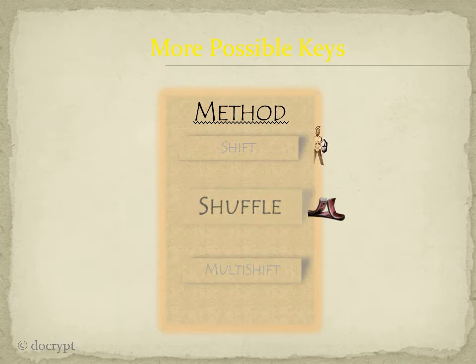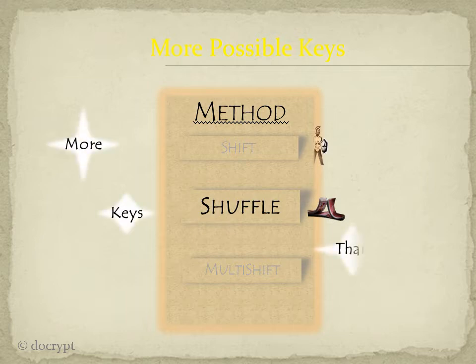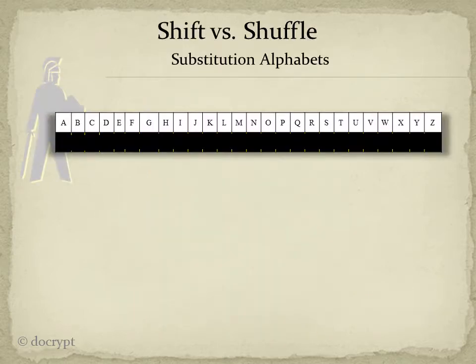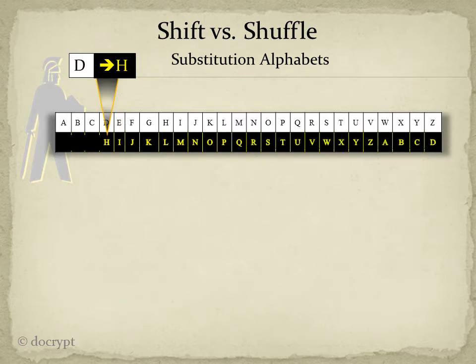Shuffle has enough keys that even if your cryptanalyst can try 1 billion keys per second, an asteroid will likely hit the Earth before he finds your key. All of Shift's substitution alphabets are so well ordered that once the cryptanalyst knows any plain text encrypted text pair, he knows the entire alphabet.